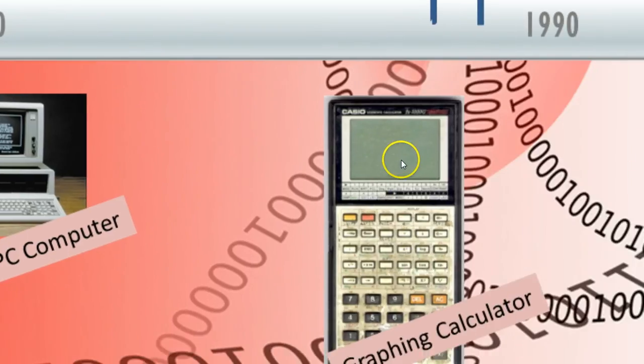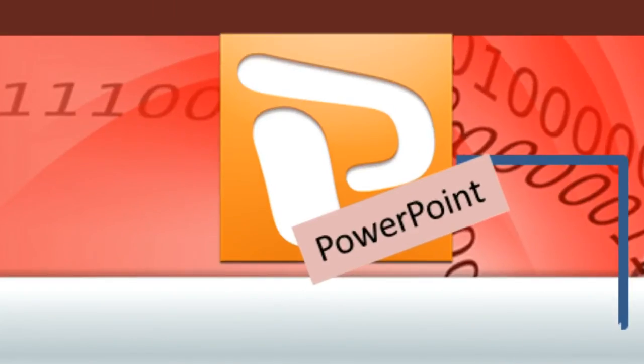In the late 80s, the graphing calculator improved upon the microprocessor chip calculator, and it had the ability to have graphs drawn on the little LCD panel, further allowing math, science, and engineering students to focus on solving problems instead of doing computations. And then about 1987, the PowerPoint program was introduced.